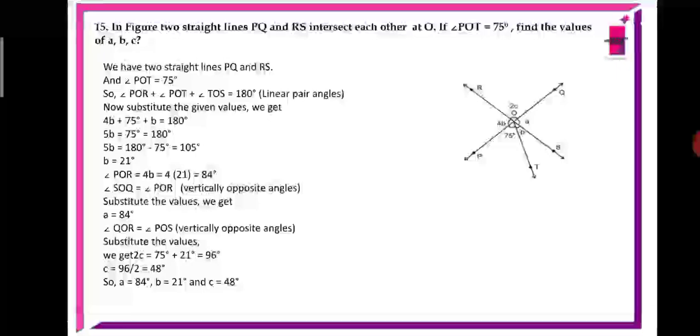Angle SOQ equals angle POR because they are vertically opposite angles. Because PQ and RS intersect each other at O, substituting the values, we get A equals 84, because SOQ equals A and POR equals 84. Similarly, angle QOR equals angle POS, which are also vertically opposite angles. Substituting the values, we get 2C equals 75 plus 21, which equals 96 degrees. Then C equals 96 by 2, which equals 48 degrees. So we got A equal to 84, B equal to 21 and C equal to 48 degrees.